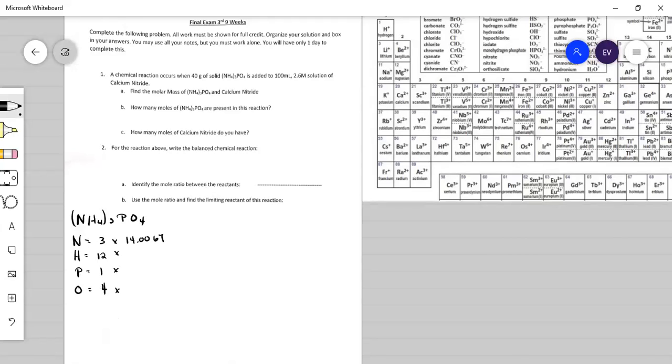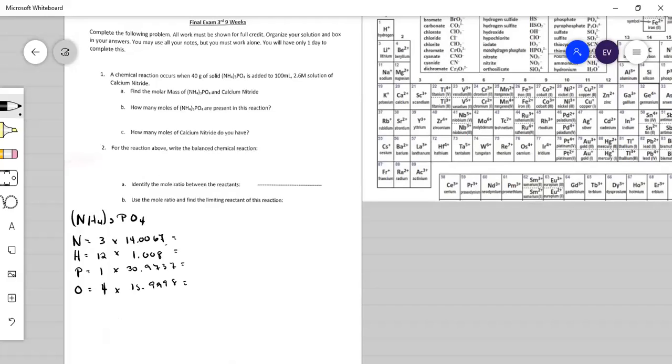14.0067 is the atomic weight or atomic mass of nitrogen. Hydrogen is 1.008. Phosphorus is 30.9737. And then oxygen is 15.9998. Once I figured out their atomic masses from the periodic table, I'm going to just multiply.